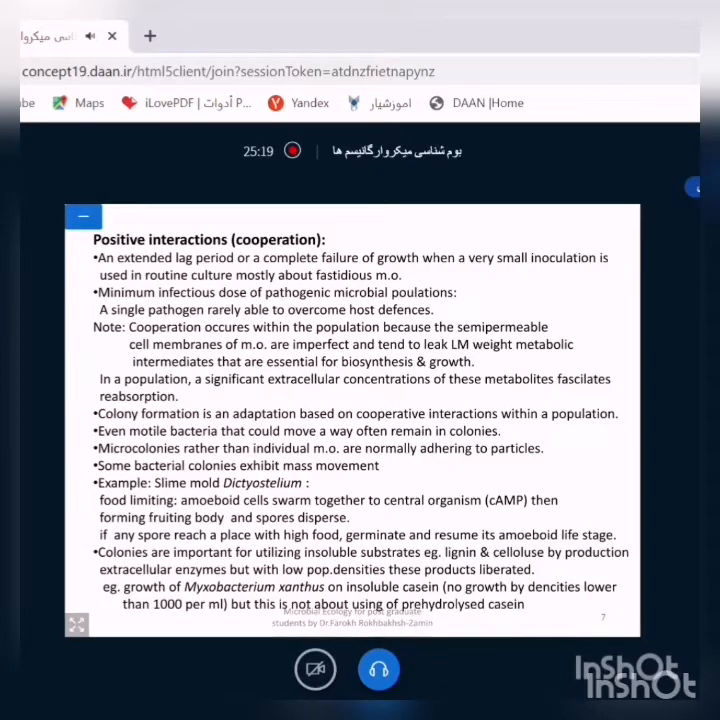Okay, excuse me. Continue. Another example. When you inoculate one sample on blood agar, nutrient agar, or any medium, you get many colonies. So bacteria like to have colonies, even though some of your bacteria have flagella and can be motile. Okay? But they form colonies. Colony formation is an adaptation based on cooperative interaction within a population.